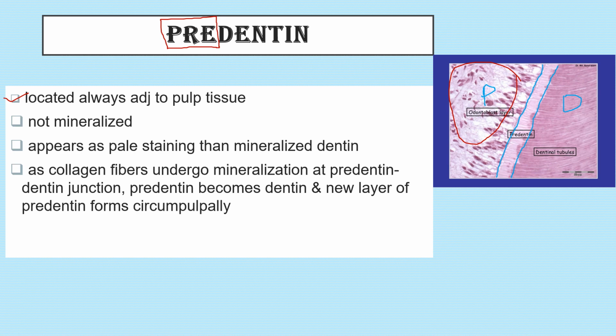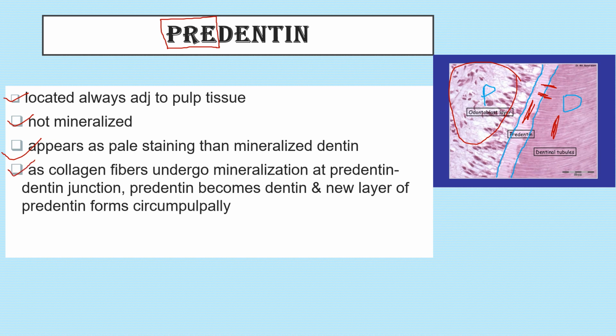Okay, it is not mineralized. It appears as a pale staining, then the mineralized dentin. As you can see here, it has a very faint pink color compared to the dentin proper. As collagen fibers undergo mineralization at the pre-dentin and dentin junction, this is the pre-dentin and dentin junction. So the collagen fibers undergo mineralization here, and the pre-dentin layer becomes the dentin, and a new layer of pre-dentin is formed, which is circumpulpally present.